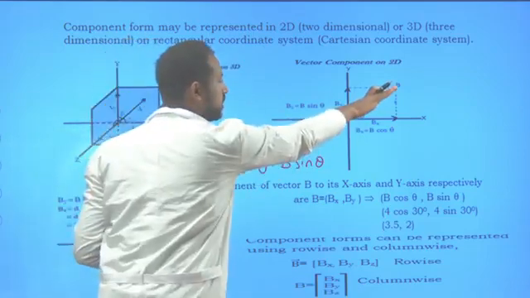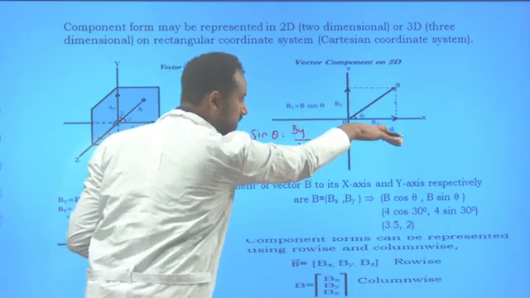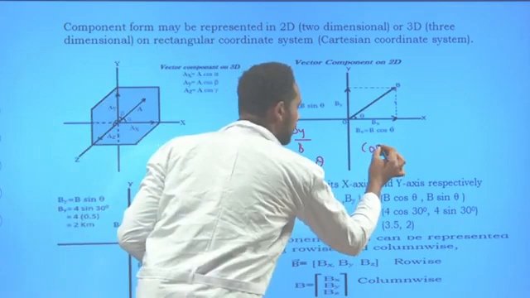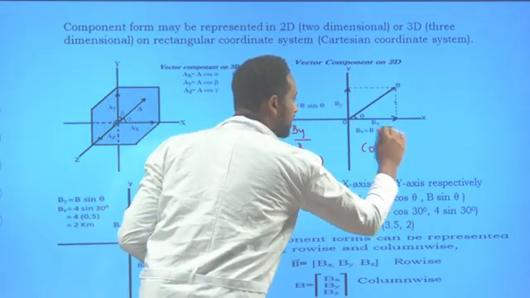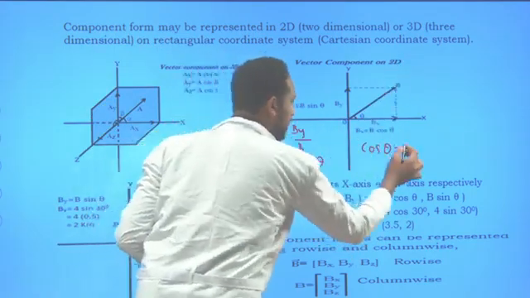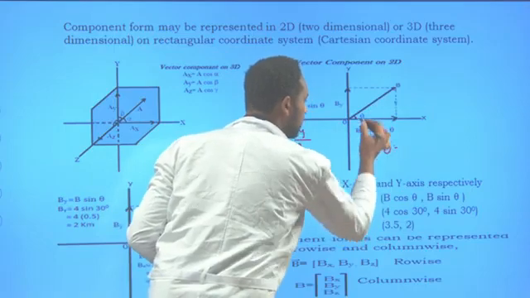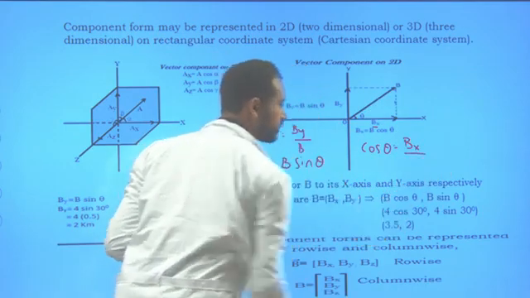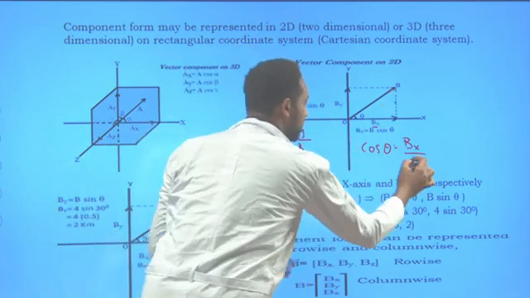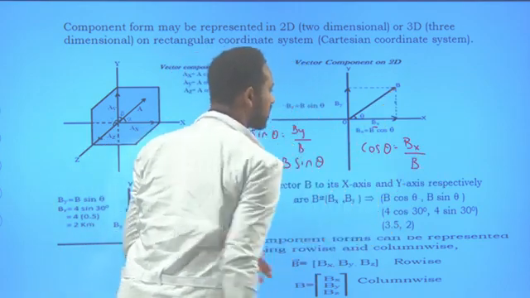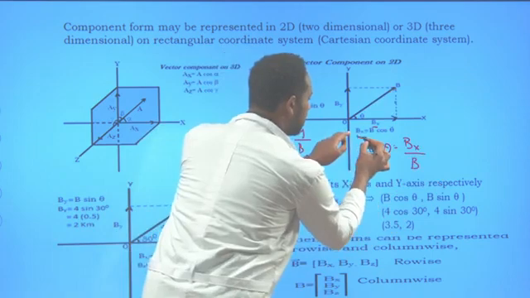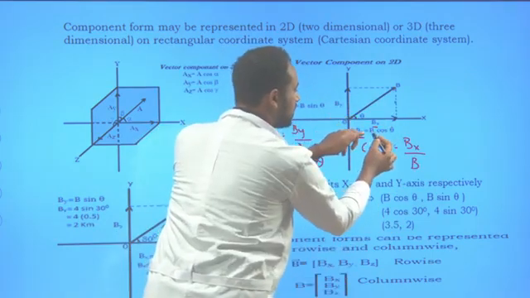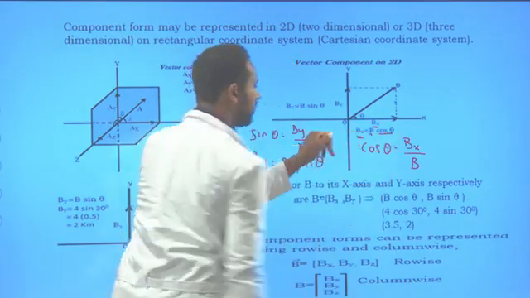It's also possible to decompose this vector along the x-axis. From your mathematics lesson as well, you know that cosine theta represents adjacent over hypotenuse. The adjacent side here is the component of this vector along the x-axis. Let's call it bx, over the magnitude, which is b. Therefore, when you cross-multiply, you find that the component of this vector along the x-axis is the magnitude of b times cosine of theta.